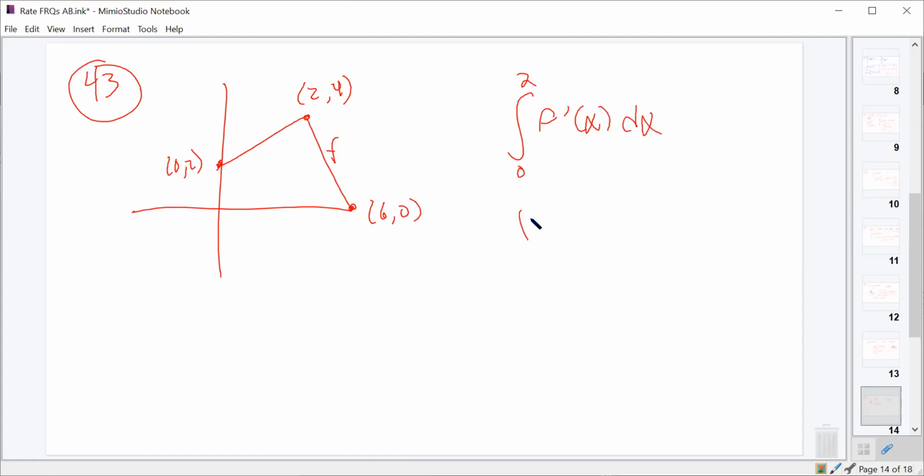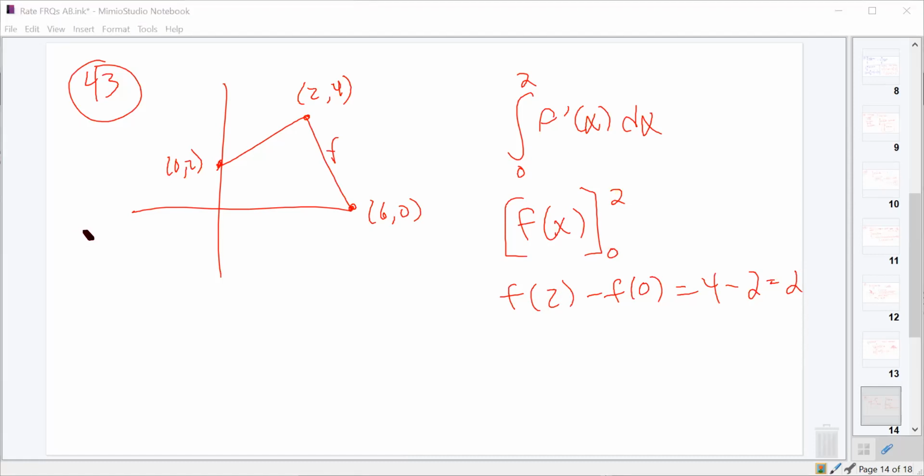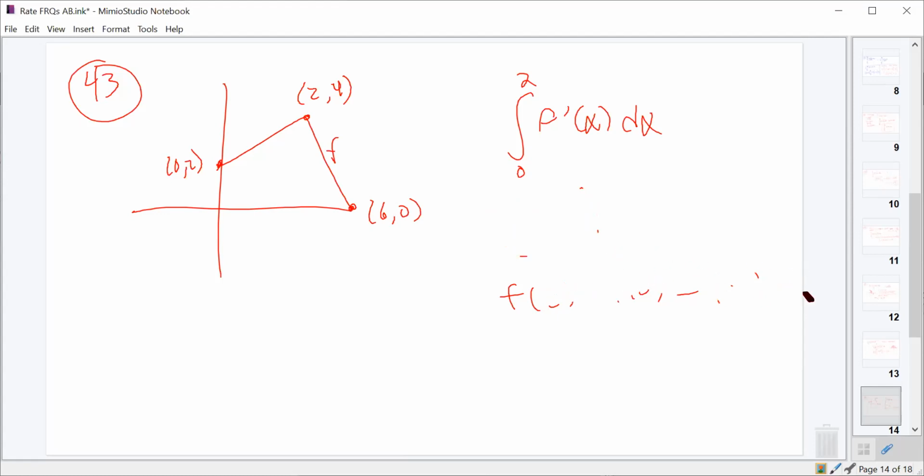Well, the integral of f prime is f of x, evaluated from 0 to 2, which means f of 2 minus f of 0. And f of 2 is 4. F of 0 is 2. So 43 ought to be 2. Oh, not f prime of x, f prime of 3x. Shoot. Sorry, I misread that question. I should probably write down the right question.